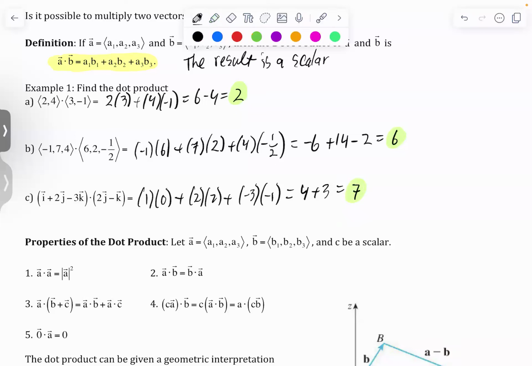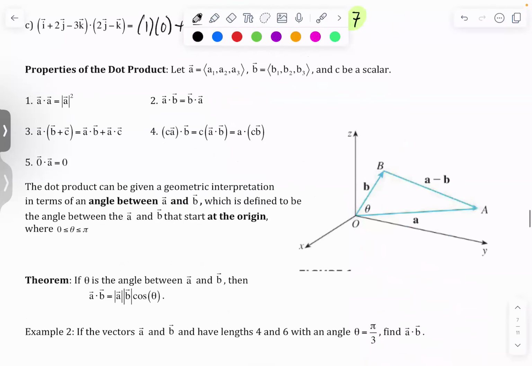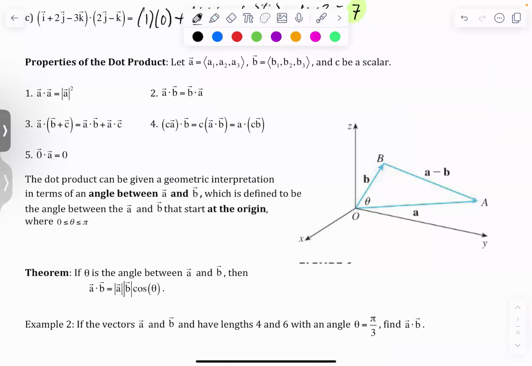And we have some properties of the dot product. So let's say we have our two vectors, A and B. Then A dot A, vector A dot vector A, is the same as the magnitude squared. These are really easy to show, not too bad. It is commutative, meaning A dot B is the same as B dot A. We can apply the distributive property. And it's associative, meaning we can move the parentheses around when we're multiplying.